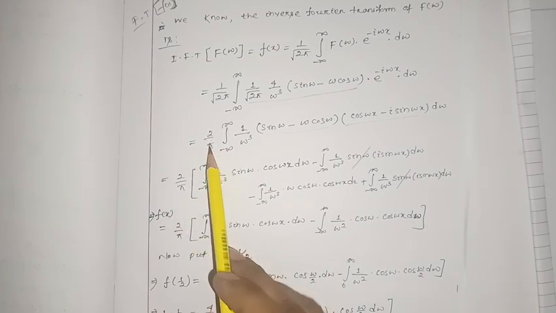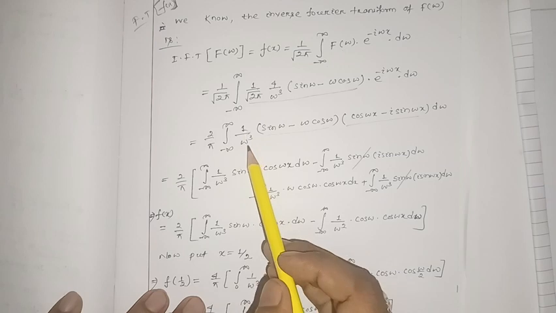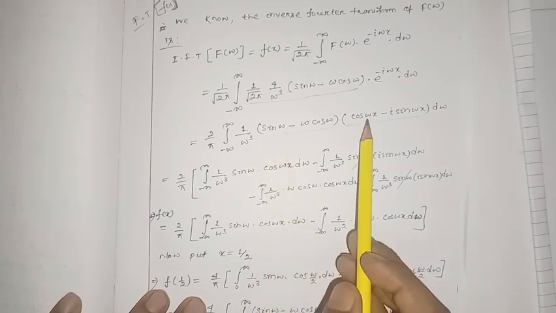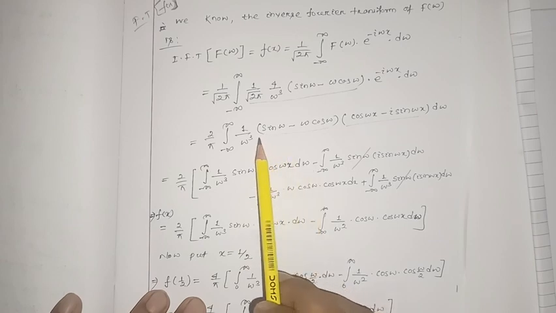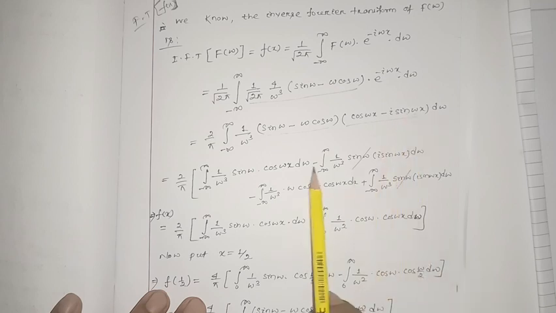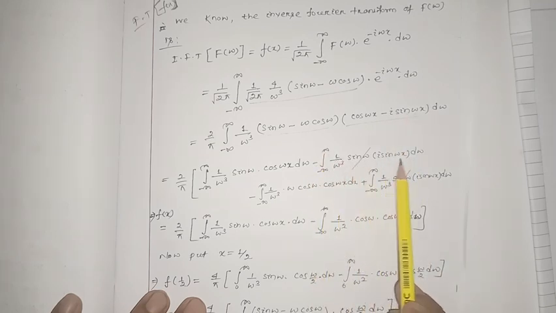1 by 2 pi is written outside of the integration. Minus infinity to plus infinity 1 by omega cube, this one sin omega multiplied with the cos omega x, sin omega cos omega x d omega. Then sin omega multiplied with this one: minus infinity to plus infinity 1 by omega cube sin omega sin omega x d omega.